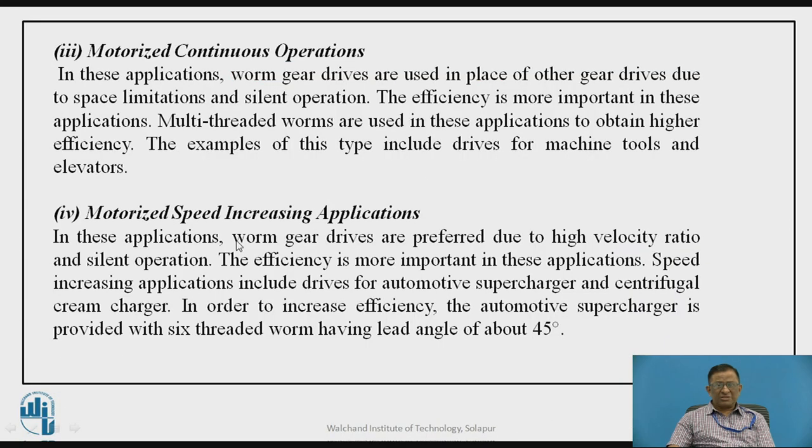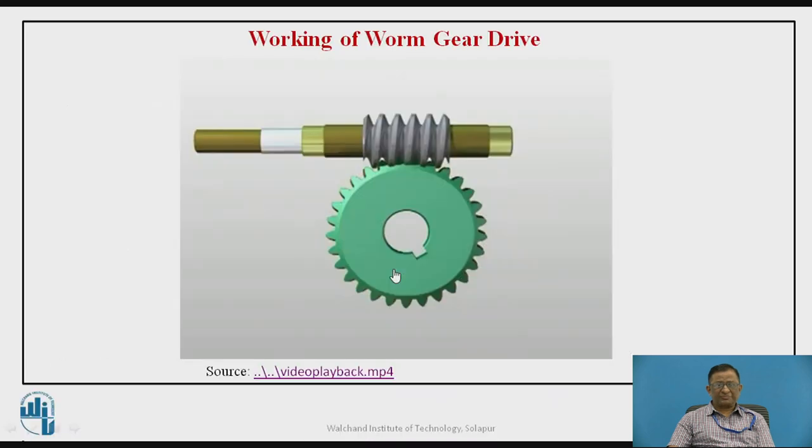Motorized speed increasing applications, particularly superchargers, automotive applications or centrifuge machines, can use worm gear drives where efficiency is also important. So multiple start threads can be used. Multi-start threads offer efficiency improvement. So in such cases, we can use multi-start threads.